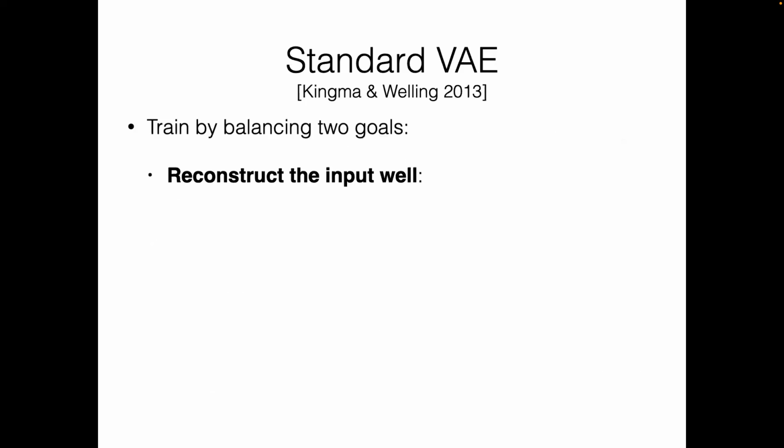The way you train the VAE is to balance two different goals. First, you want the model to be able to reconstruct images well, given some latent variable. For that, you can use a reconstruction loss, and it says that the decoder should assign high probability to an image given a latent variable.